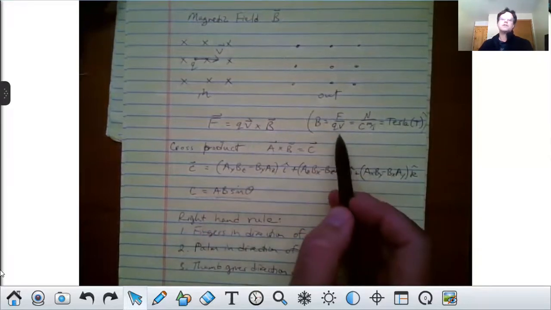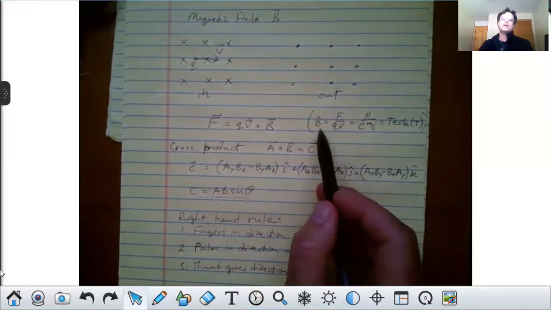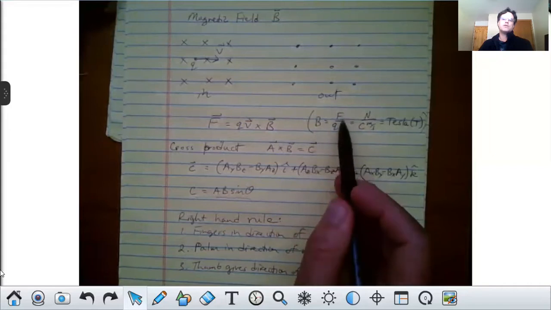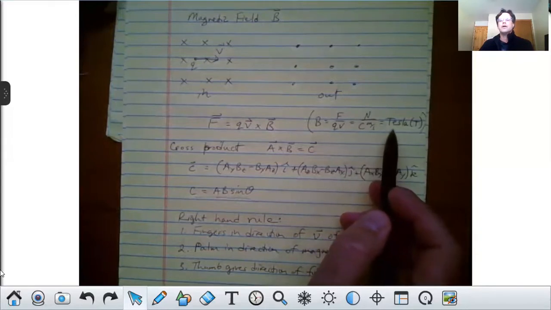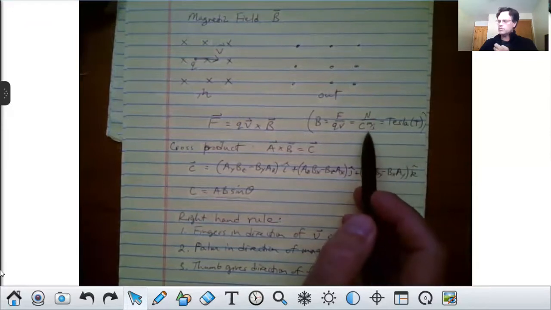Before that, though, notice the units, right? If I solve for B in terms of the units, it's a force over a charge times a speed, or a Newton per Coulomb meter per second. In the metric system, this has the name of Tesla. So the unit for magnetic field in the metric system is called the Tesla. It's equal to 1 Newton per Coulomb meter per second.